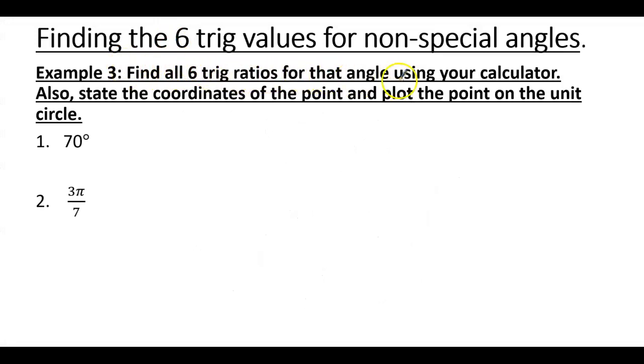So it says find all 6 trig ratios for that angle using your calculator. After that, we're going to state what the coordinates are, and we're going to plot the point on the unit circle just to really wrap our minds around what we're doing. So let's go ahead and find sine and cosine first.